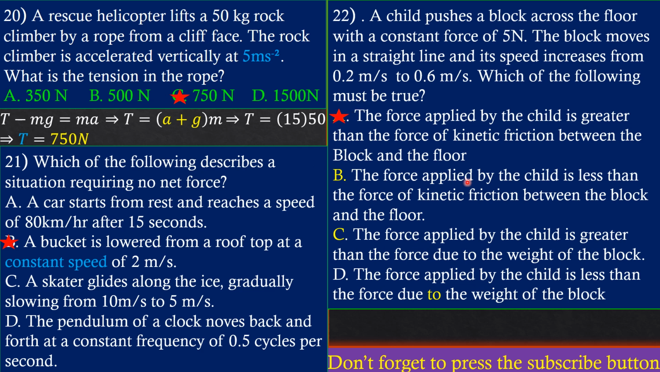Option B is that the force applied by the child is less than the force of kinetic friction. Wrong, guys, wrong. Option C is that the force applied by the child is greater than the force due to the weight. The weight has nothing to do with the driving force of the child. Option D is saying that the force applied by the child is less than the force due to the weight. It is not dependent. Great. So guys, option A is the best option.